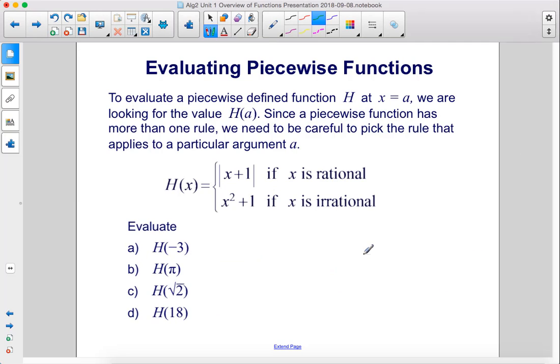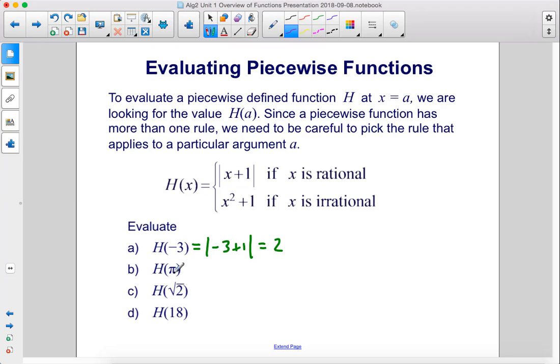To evaluate a piecewise defined function h at x equals a, we are looking for the value h of a. Since a piecewise function has more than one rule, we need to be careful to pick the rule that applies to a particular argument a. Alright, so we're going to do absolute value of x plus 1 if x is rational, and x squared plus 1 if x is irrational. Negative 3. That means x is rational. Negative 3 is a rational number. Therefore, we have absolute value of negative 3 plus 1. Negative 3 plus 1 is negative 2. Absolute value makes that 2.